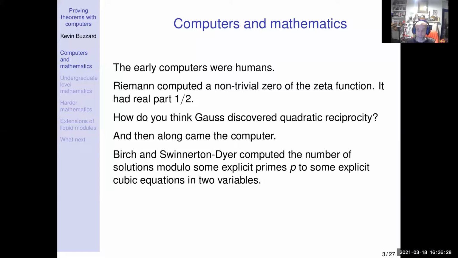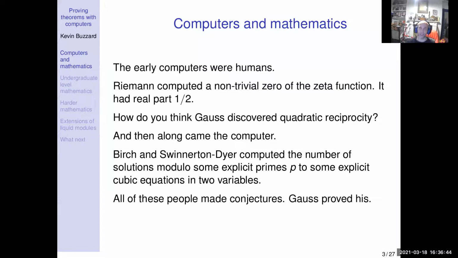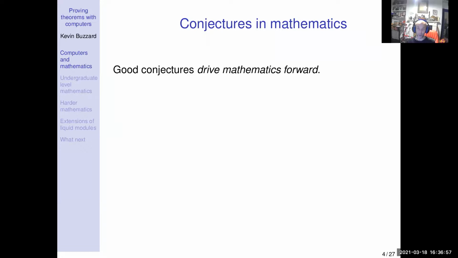So computers do change mathematics, and computations change mathematics, but somehow they didn't prove theorems. Ultimately the computations were leading mathematicians to make conjectures, and of course Gauss proved his conjecture. He proved the law of quadratic reciprocity, but Riemann and Birch and Swinnerton-Dyer weren't so lucky, and indeed they're still open today. So conjectures are important because they drive mathematics forwards, and maybe one can make conjectures by using computers, right? By doing calculations, working out examples.